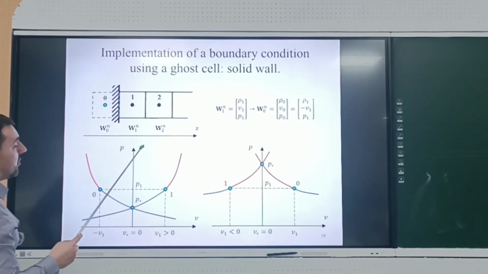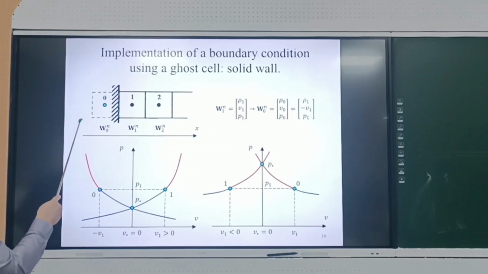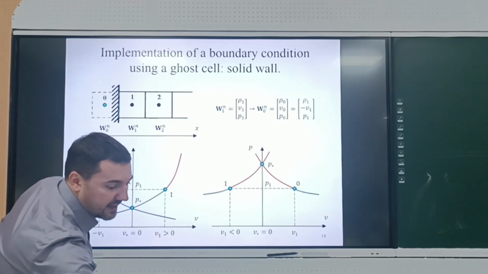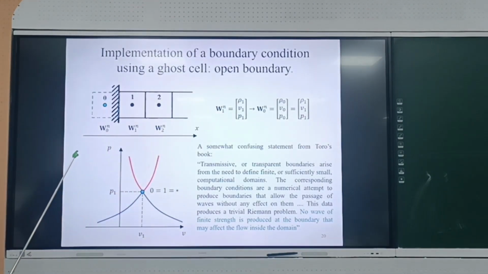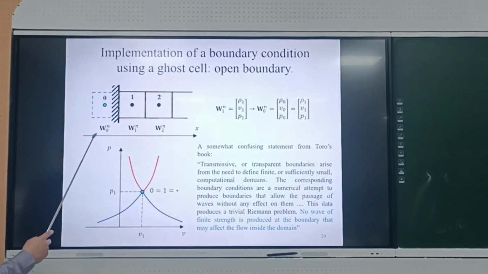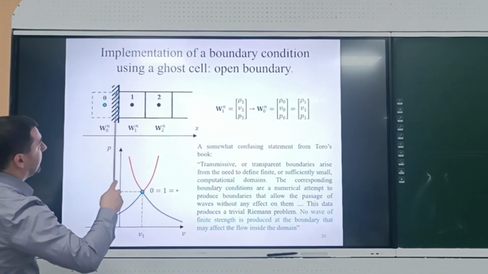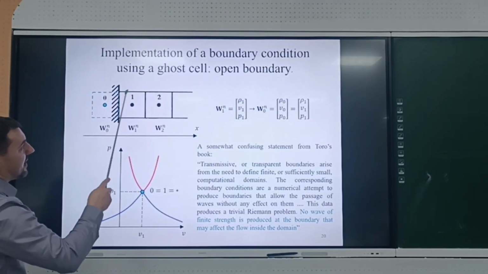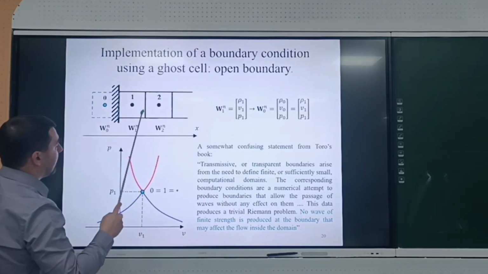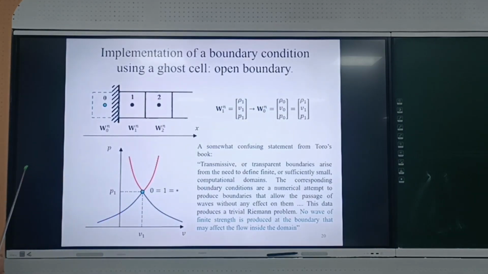Okay, so if you want to have a solid wall, you should impose this condition. You should set the parameters like this one in your ghost cell. And if you want to have an open boundary, it's an open boundary, but it's not a non-reflecting boundary. The simplest way to set an open boundary is to use just the same parameters in the ghost cell. So suppose we have parameters ρ1, v1, and p1 here, then you can set just the same parameters in the ghost cell.